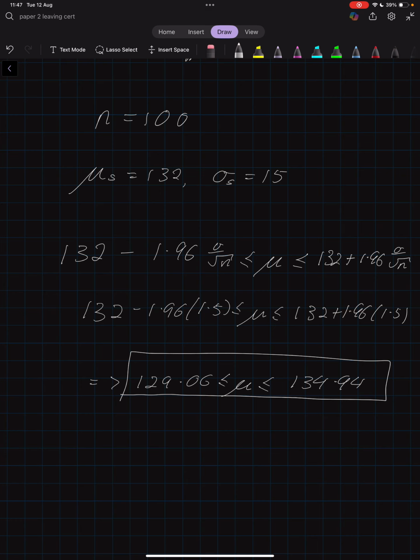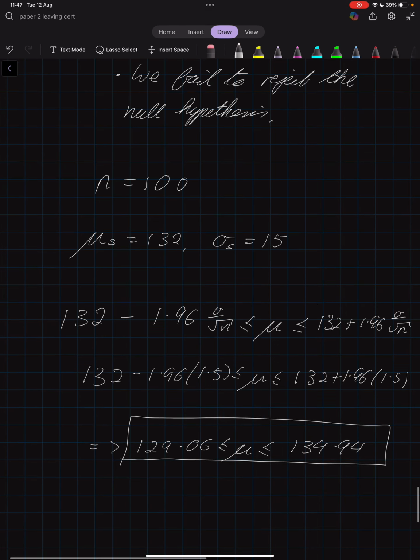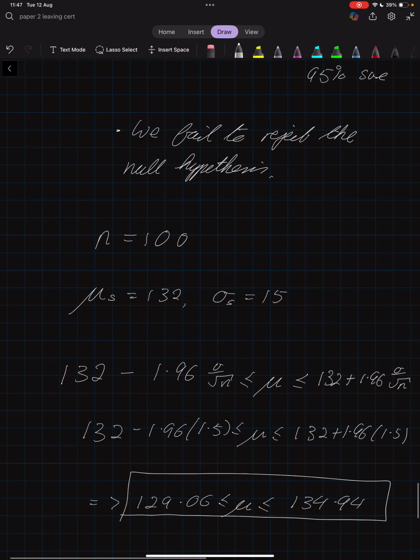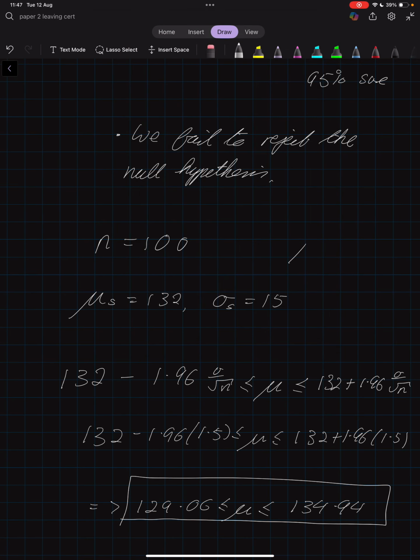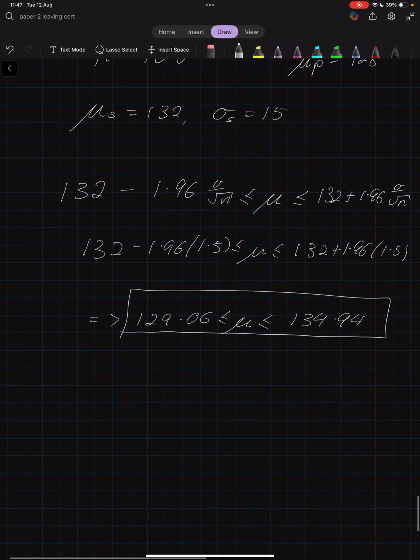So basically it says interpret this interval. We can say, well, they said that the mean for the population is equal to 128. 128 is not in our interval. So it's not in the interval.